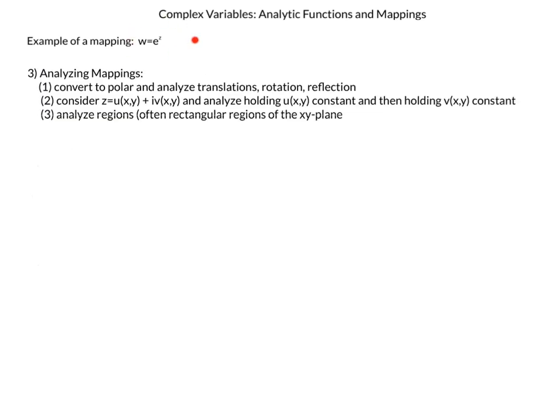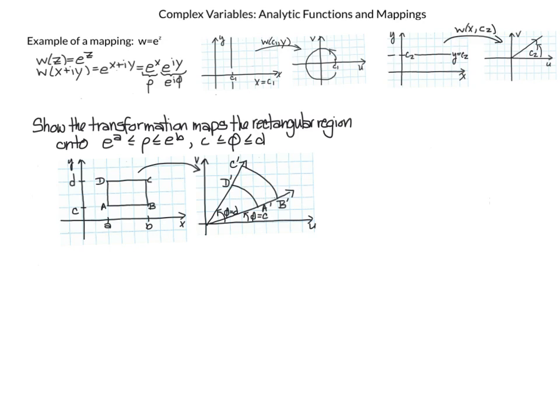Last, we're going to use the same problem to analyze a region, in particular a rectangular region of the xy plane, which is the easiest region to analyze in the xy plane. And actually, we'll do 2 examples, 2 regions. I've summarized our work here where we held u and then v constant. And we're going to go on and look at transformation of rectangular regions.